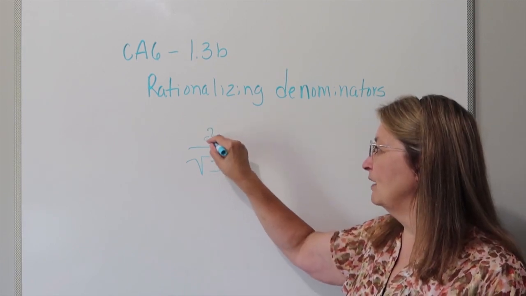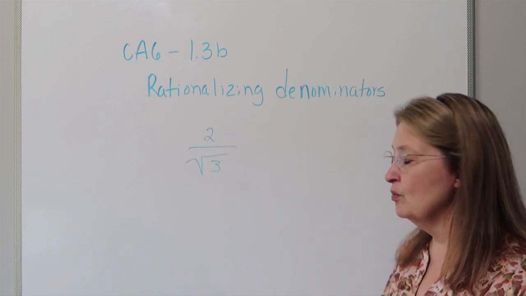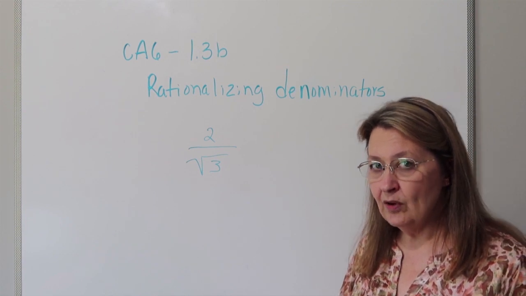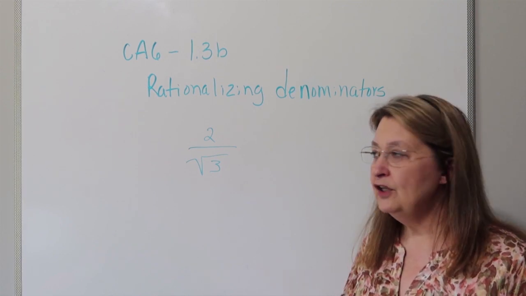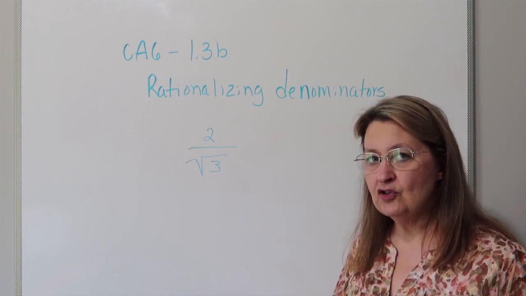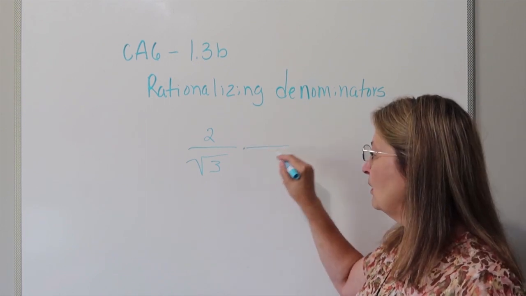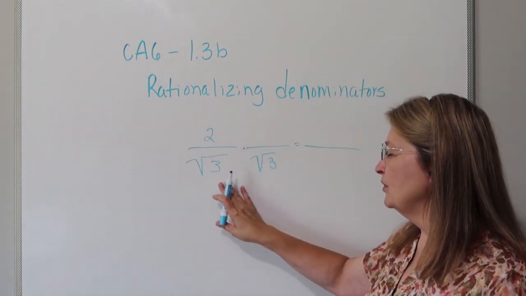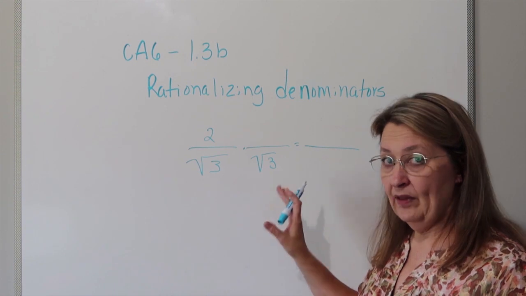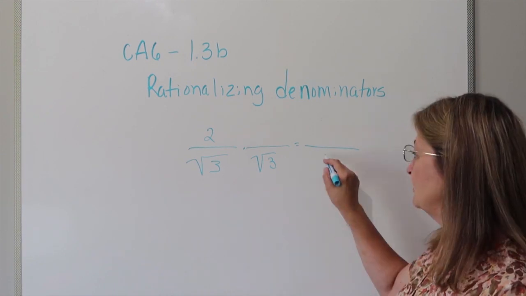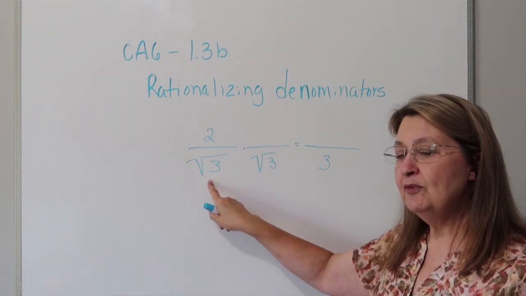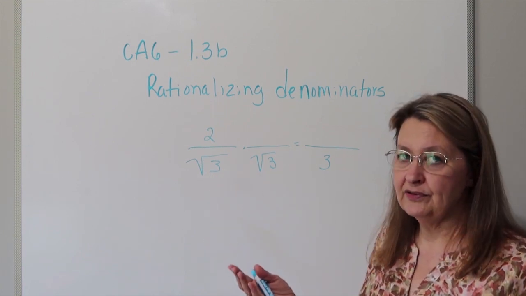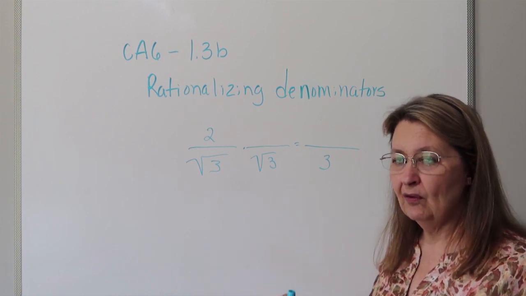So let's just say I've got 2 over square root of 3. To rationalize it means to make it not a square root anymore. So what can you do to this number to make it not a square root? Well, what if you multiplied it times itself? What is square root of 3 times square root of 3? Well, that's square root of 9, which is 3. So anytime you multiply a radical times itself, you just get rid of the radical sign. You just undo the radical.